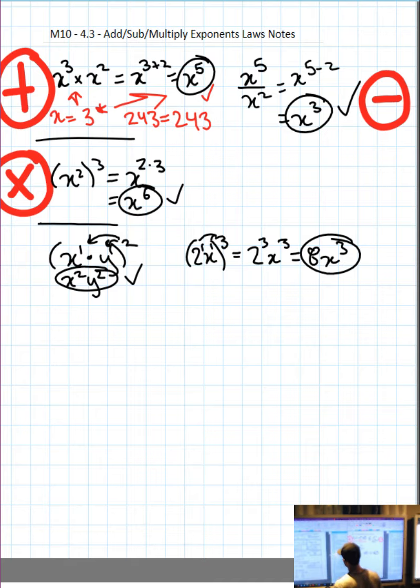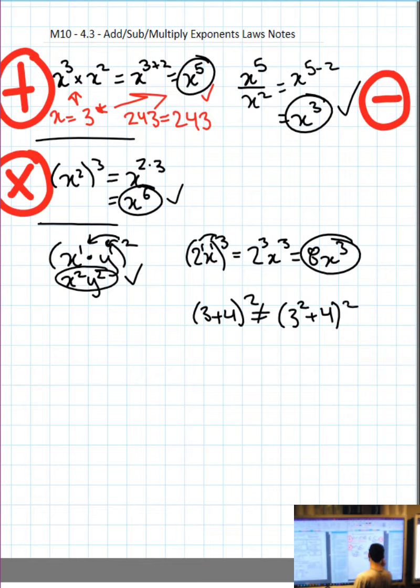In a reminder off to the right there right now, 3 plus 4 squared is not at all equal to 3 squared plus 4 squared. Try it. The left is 3 plus 4, 7 squared is 49. The right is, whoa, I closed the bracket and I accidentally put brackets when I shouldn't have. Let's erase those brackets above to the right.